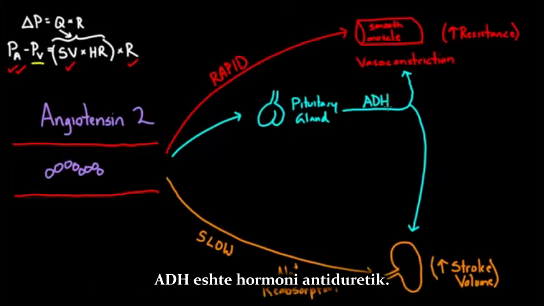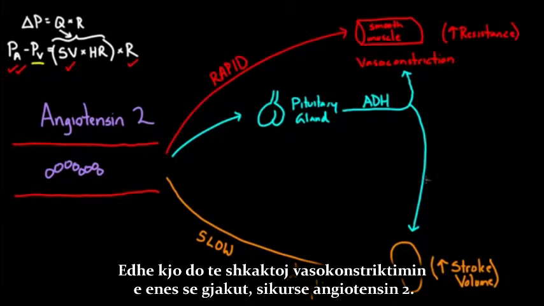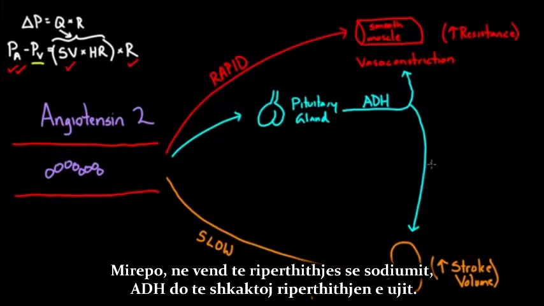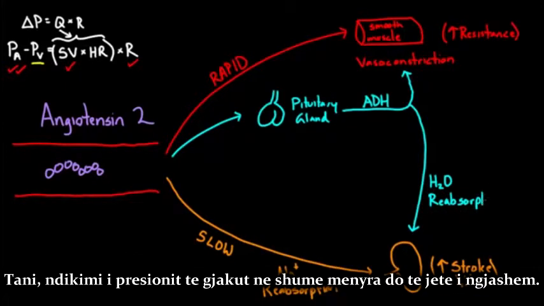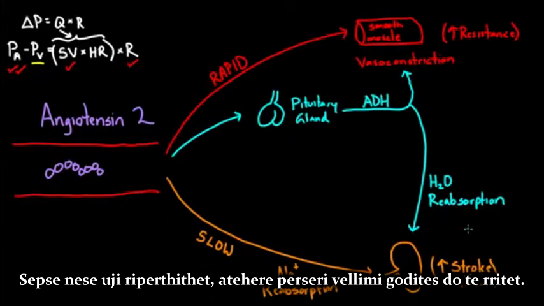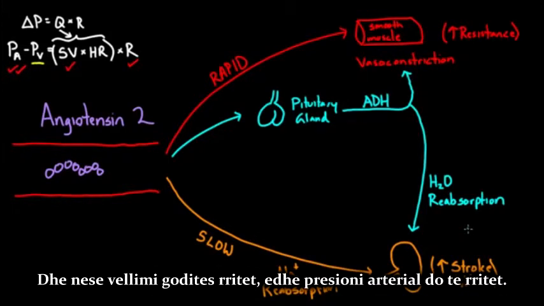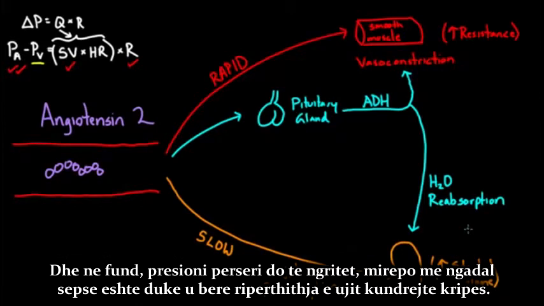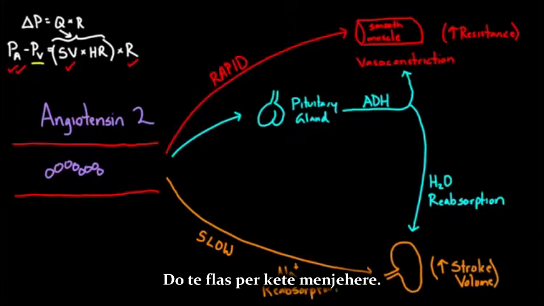And ADH is antidiuretic hormone. And so it'll definitely cause vasoconstriction of the blood vessels, just like angiotensin 2 did. But instead of that sodium reabsorption, this ADH actually causes water reabsorption. Now the effect for blood pressure, in many ways, is going to be similar, because if you're reabsorbing water, again, your stroke volume will go up. And if your stroke volume goes up, your arterial pressure goes up. So at the end of the day, your pressure will still go up, but it's slightly different because it's water reabsorption versus salt reabsorption. And we'll talk about the difference momentarily.